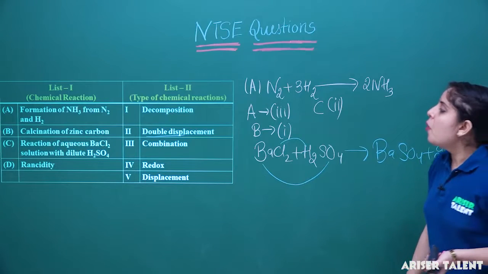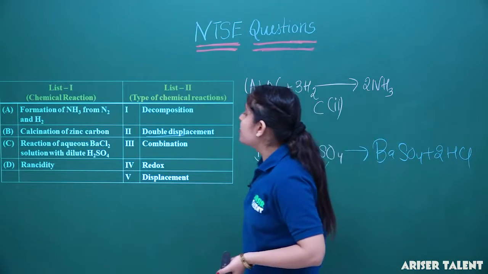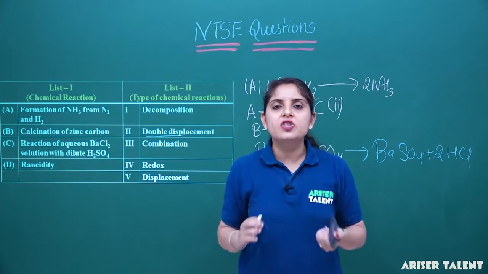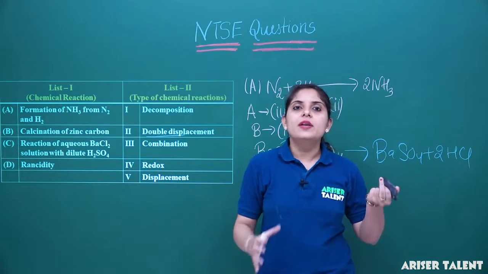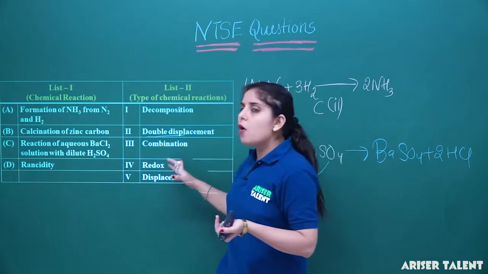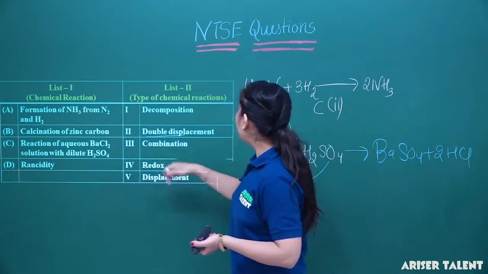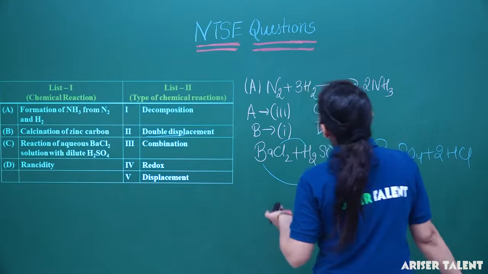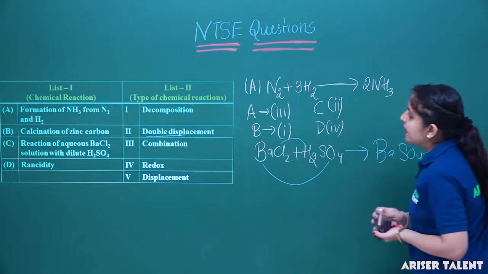Now, the fourth item given in the chemical reactions is rancidity. In rancidity, oxidation and reduction basically take place simultaneously. So rancidity is a type of redox reaction. So D will correspond to the fourth option, because in rancidity oxidation and reduction take place.